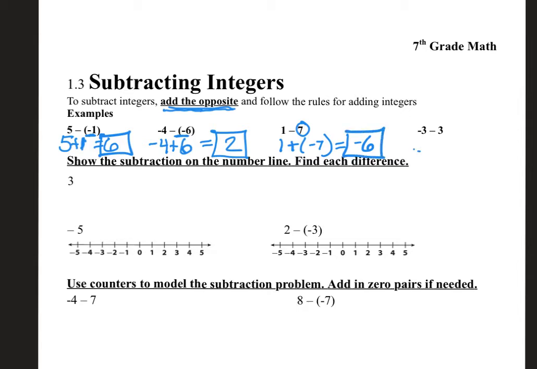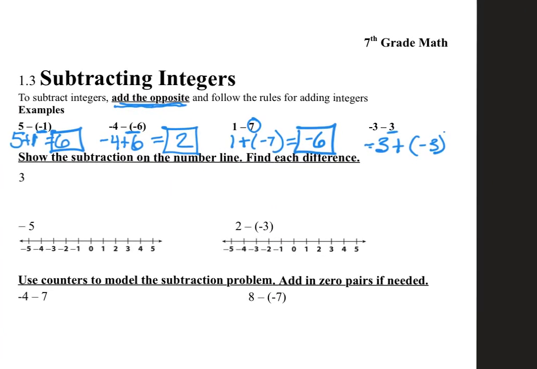On the last example, I have a negative 3. I'm subtracting, so I need to add, and this 3 is positive, so it needs to be a negative 3. A negative 3 minus a negative 3, or plus a negative 3, is a negative 6. I have to add them because they have the same signs.